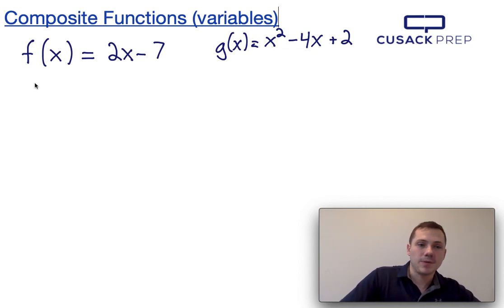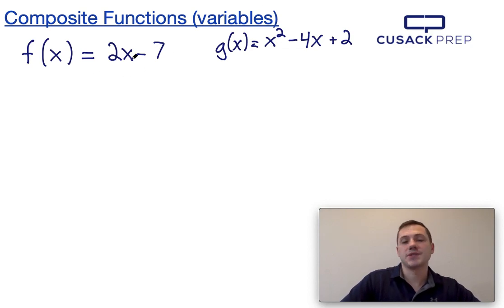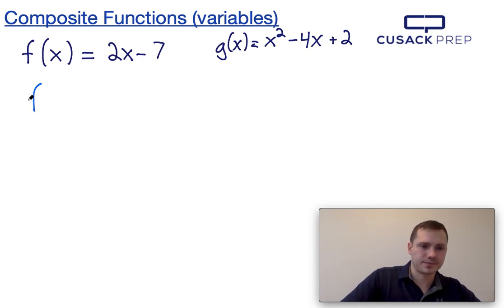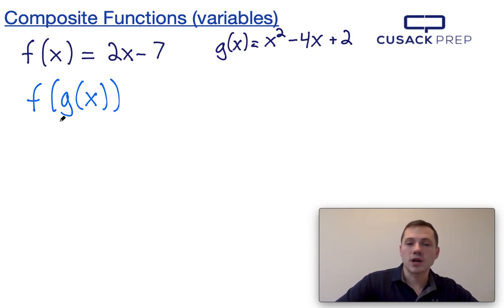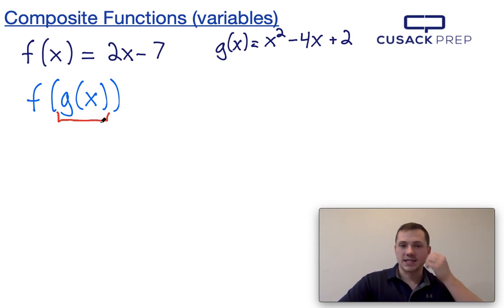So for example, let's say we had these two functions, f of x equals 2x minus 7, and g of x equals x squared minus 4x plus 2. Well, if I wanted you to figure out what f of g of x was equal to, what we have to do is similar to what we did in the last video, where we're going to work from the inside out. So I need to figure out what g of x is.